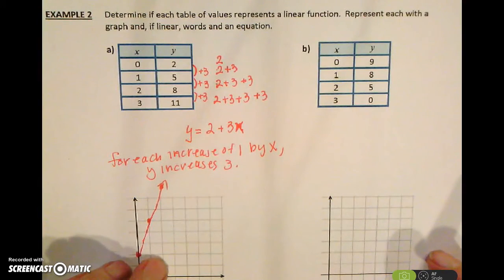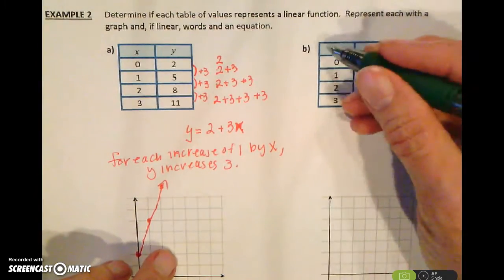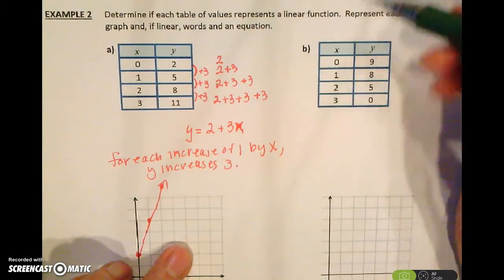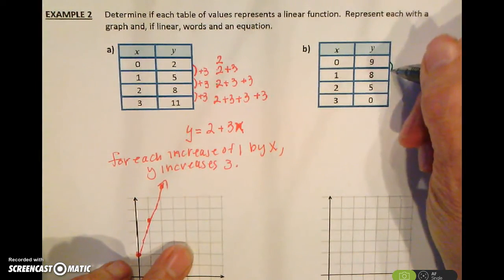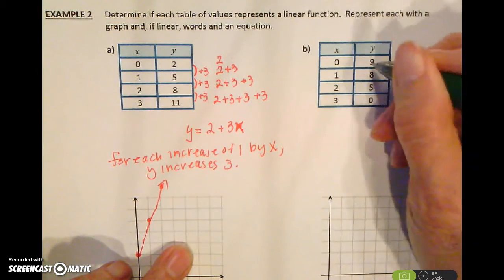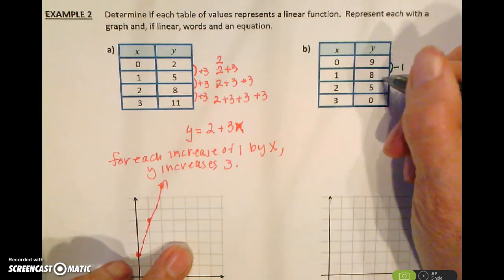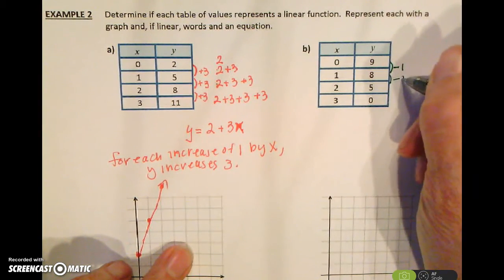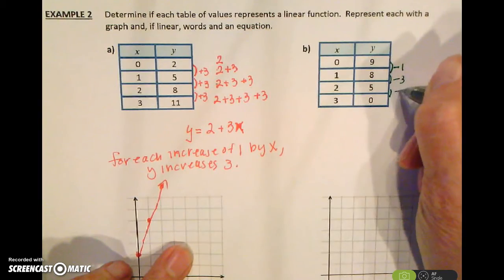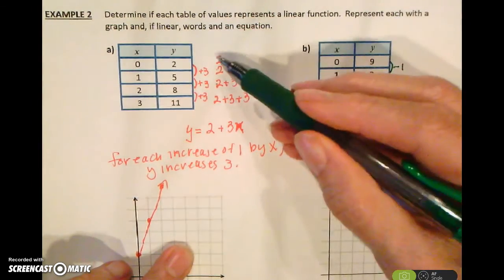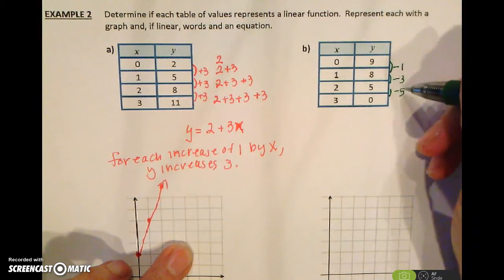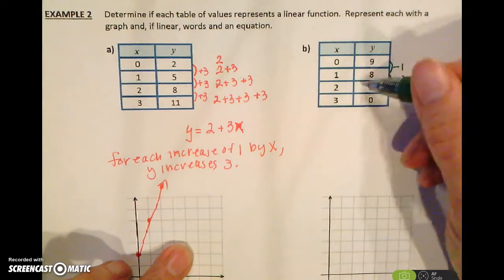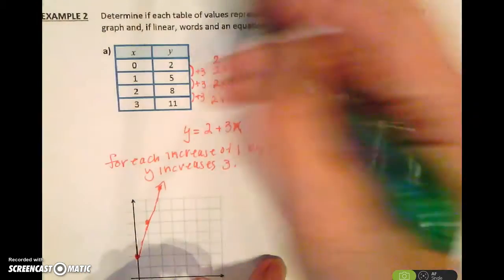All right, this is example 2 of 4E notes, and we're going to do part B. So again, we're going to determine if this represents a linear function by seeing if the change in the y is constant. So 9 minus 8, this is dropping 1, so this is minus 1. From 8 to 5 is minus 3, and from 5 to 0 is minus 5. So we can see in the other one where we plus 3 each time and it was constant, this changes. Even though it's a pattern, it's still a changing pattern. So this doesn't represent a linear function, but we are asked to go ahead and graph it.